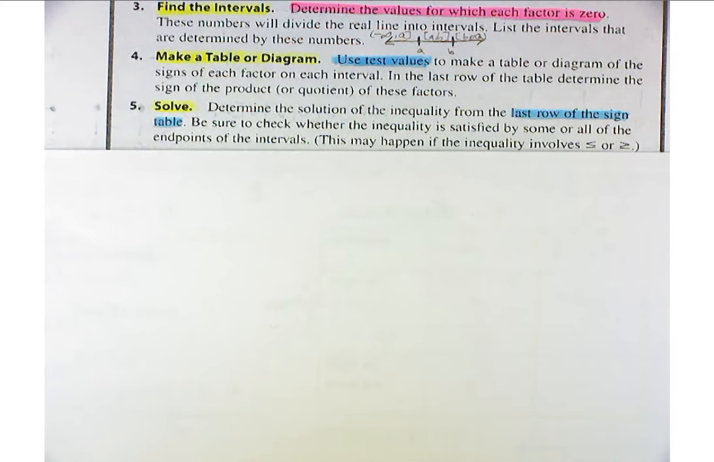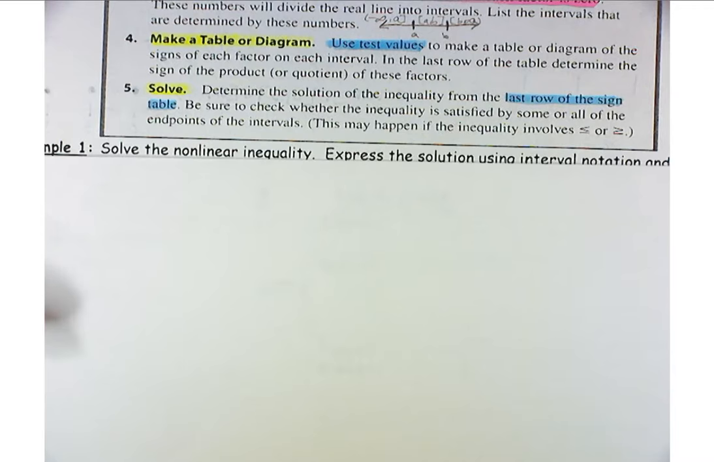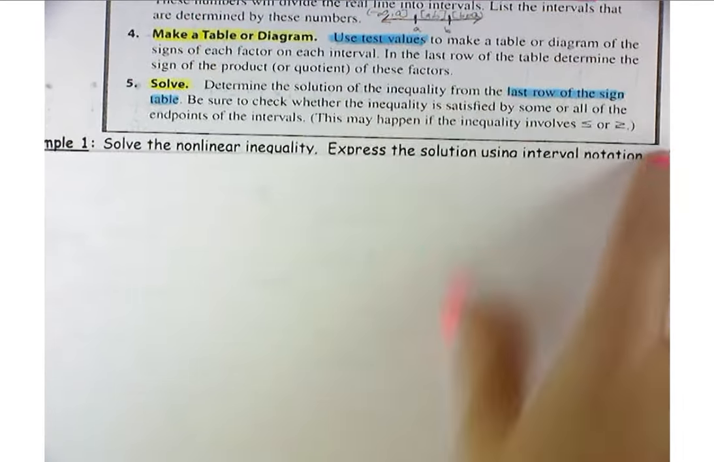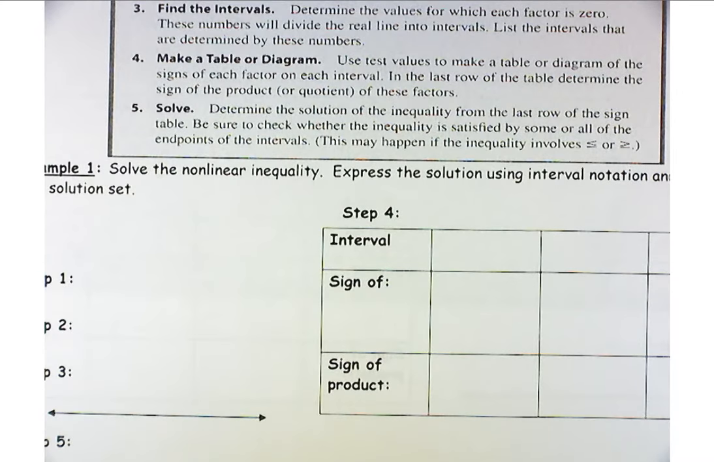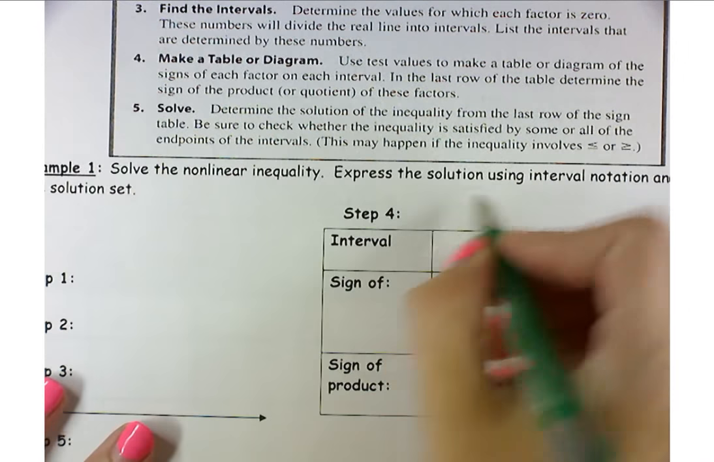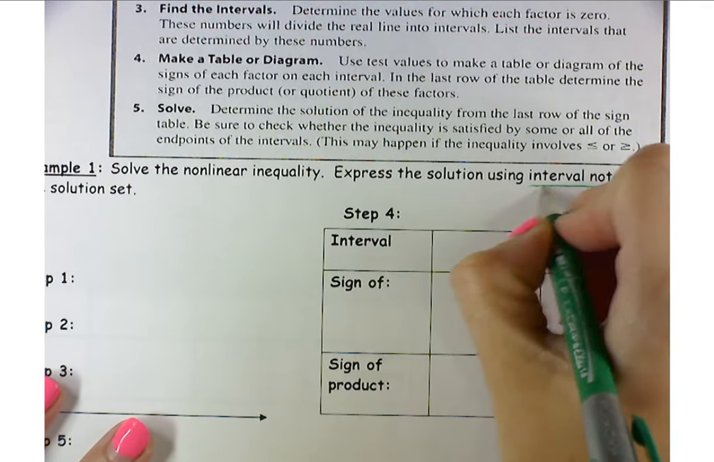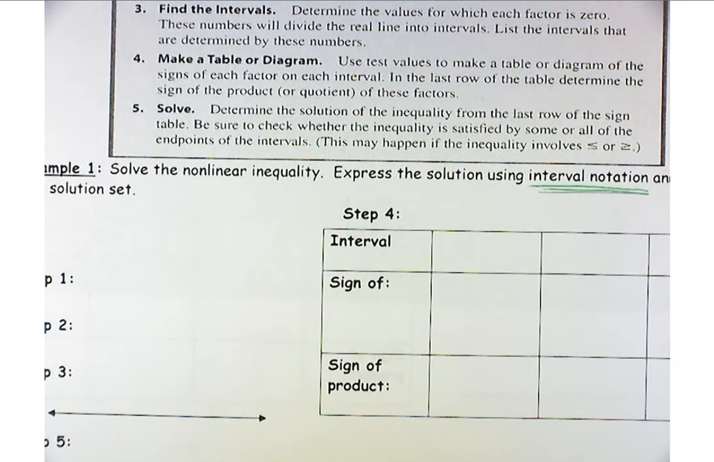Now we're going to put some of this into practice. When reading the directions for the first question, what I like to do is underline or highlight any part of the direction that's going to be important. We'll read these together and then underline important parts. For example 1, it says solve the nonlinear inequality, express the solution using interval notation. That's giving me a specific direction on how my answers should be formatted, so I'm going to have to put it in interval notation.